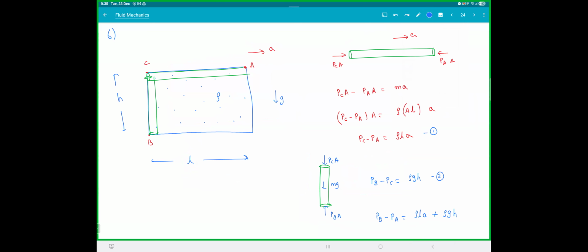Take a break. Come back by 9:40. We'll continue from here. Any doubts so far? Chalo, come back in 5 minutes.